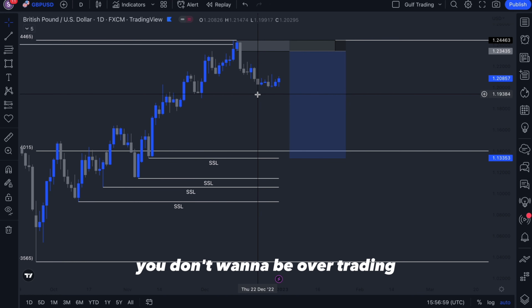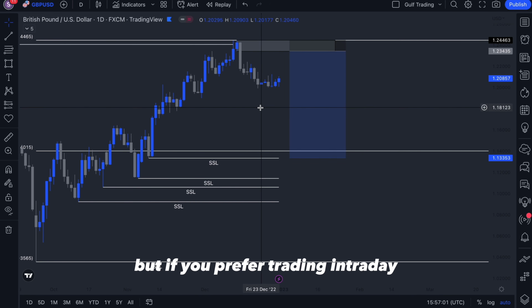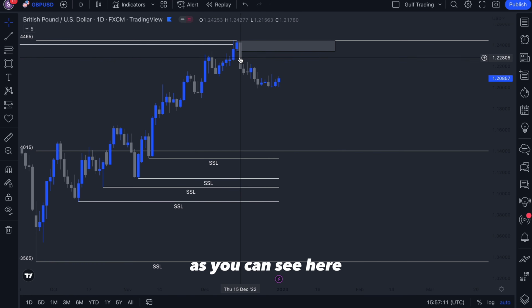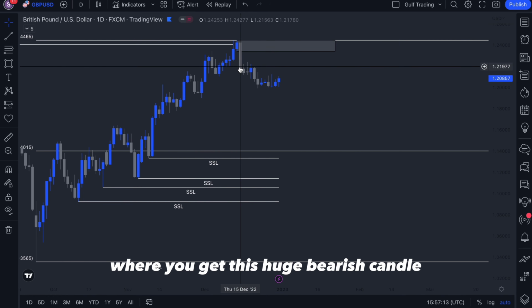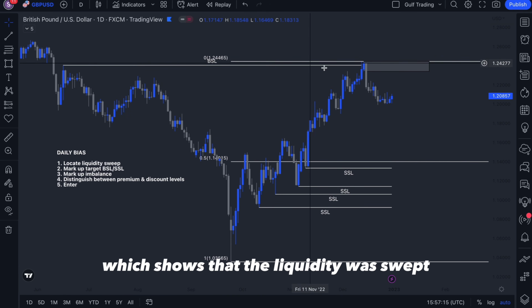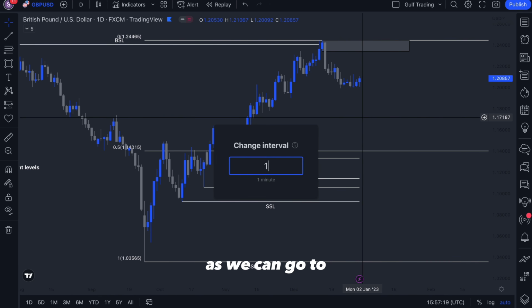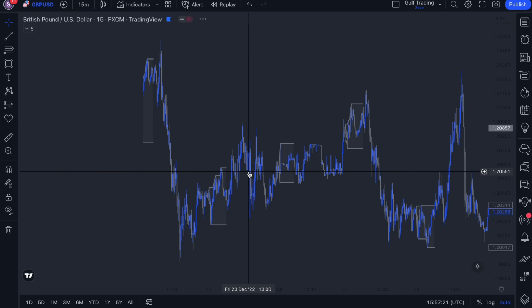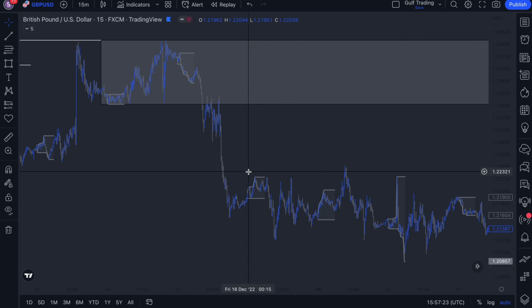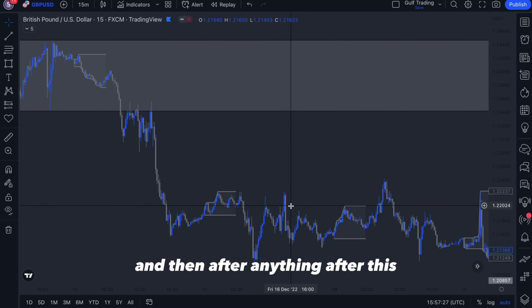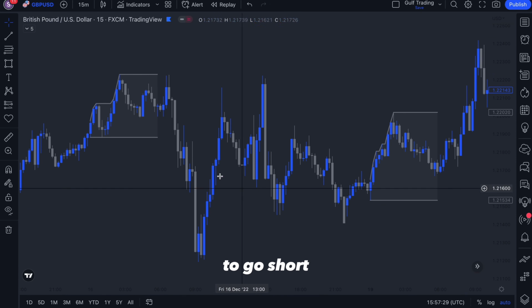You don't want to be over trading, but if you prefer trading intraday, then we can go to the lower time frames. I'll just delete that. As you can see here, this is the 15th of December where you get this huge bearish candle, which shows that liquidity was swept. So anything after the 15th of December, our daily bias is now bearish. So we can go down to like the 15-minute. We'll go to the 15th of December. So this was the big bearish day. And then anything after this, you can be looking to go short.